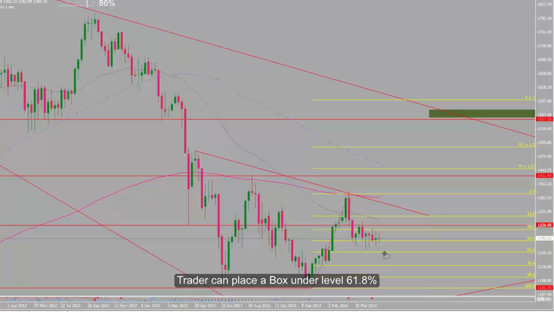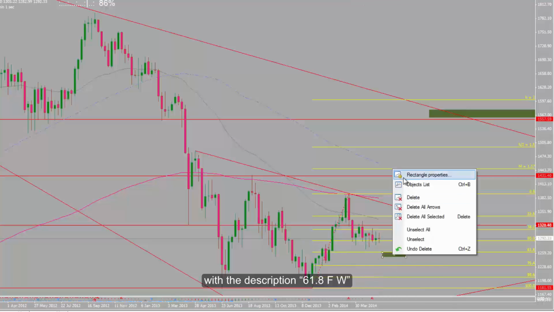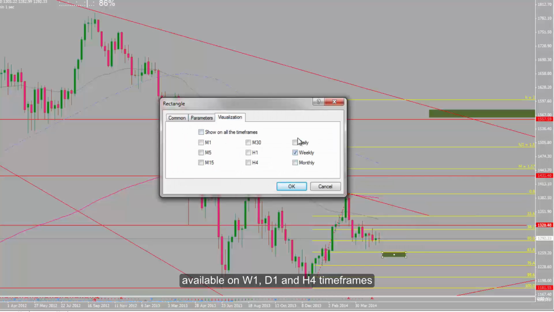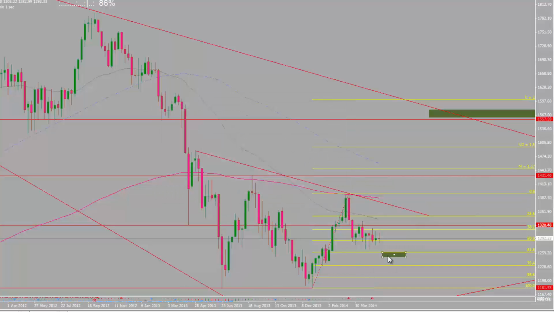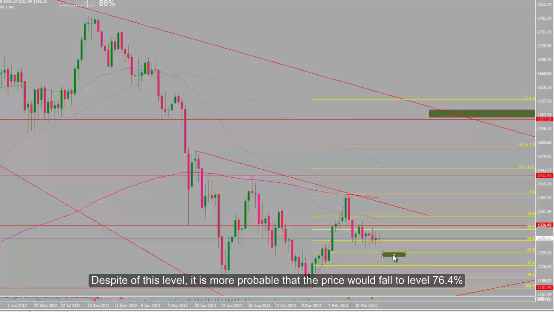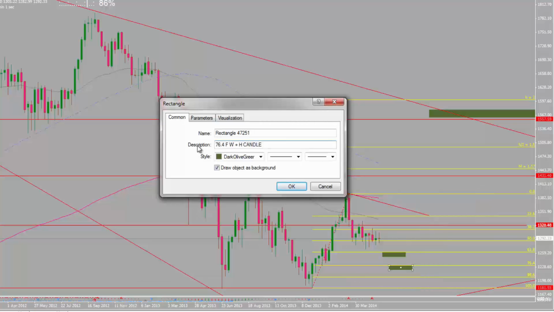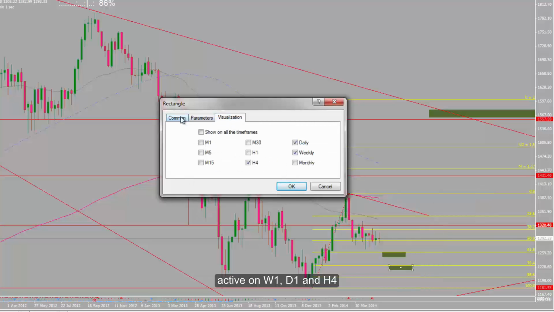A trader can place a box under level 61.8% with the description 61.8 FW, available on W1, D1 and H4 timeframes. Despite this level, it is more probable that the price would fall to level 76.4%. A box under this level with description 76.4 FM plus H candle W, active on W1, D1 and H4.